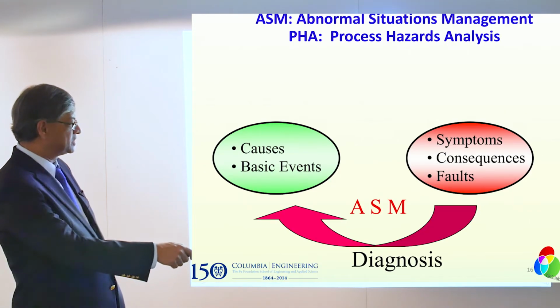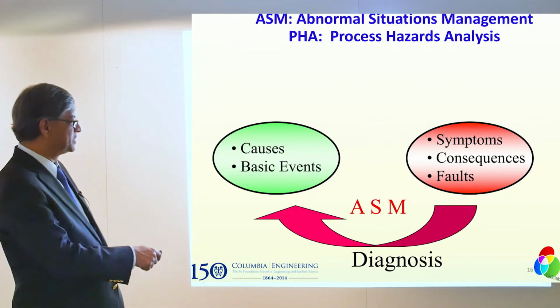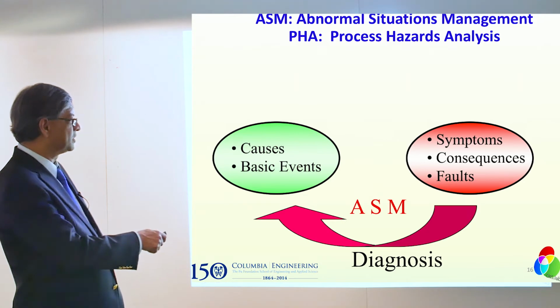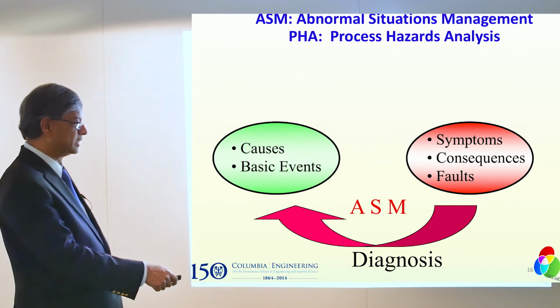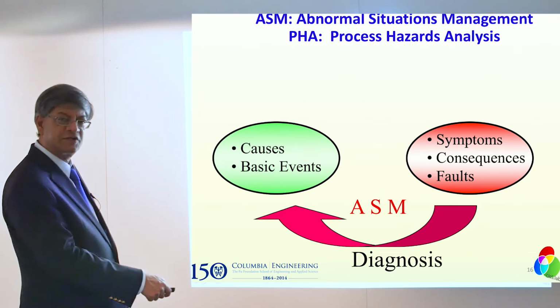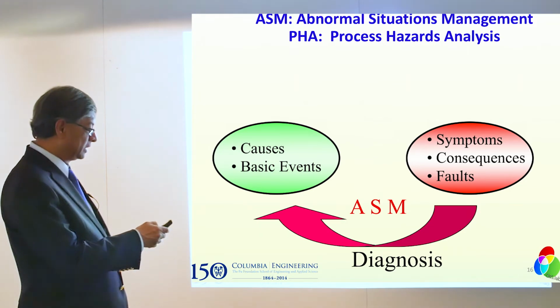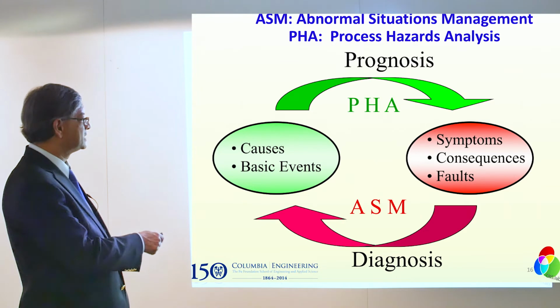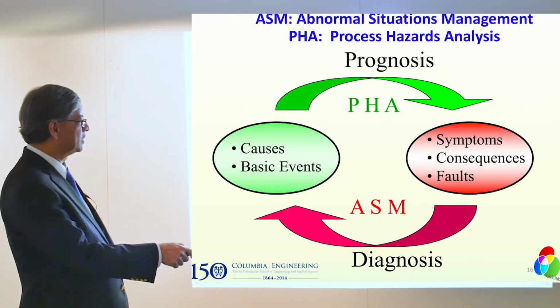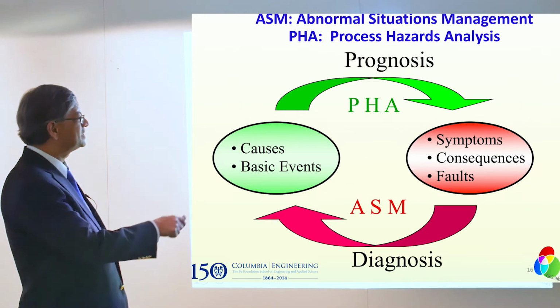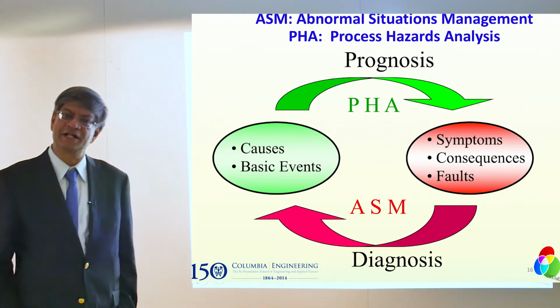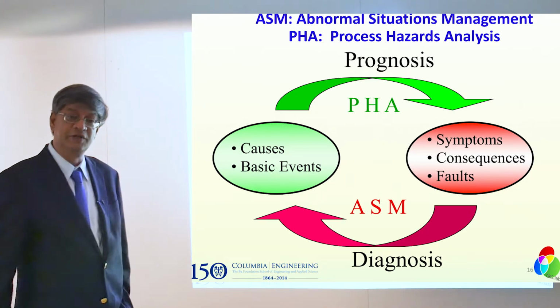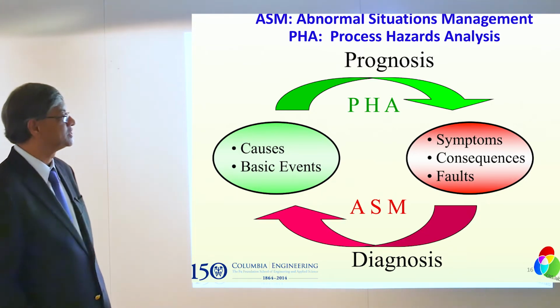Now, what I've discussed so far is this inverse problem, that is going from symptoms to causes. The alarms go off and you're trying to figure out what happened. That's the ASM problem. And that's the diagnosis problem. That's the real-time problem. Now let me talk about the forward problem. That is, if I were to ask, these abnormal causes occur, what are the adverse consequences? That is the prognosis problem, also known as the process hazards analysis problem. This is what you do when you design a plant and then do a process hazards analysis.